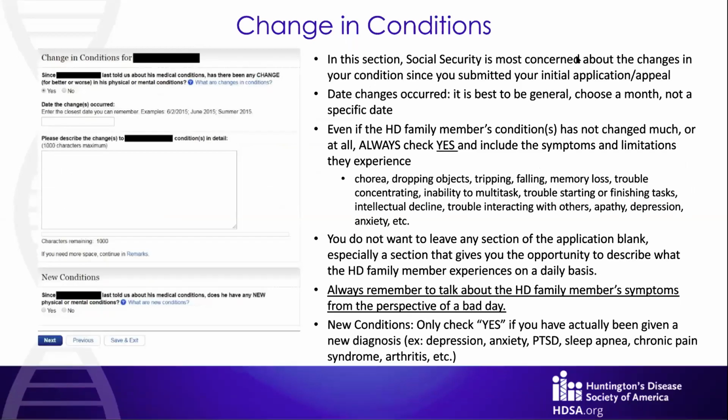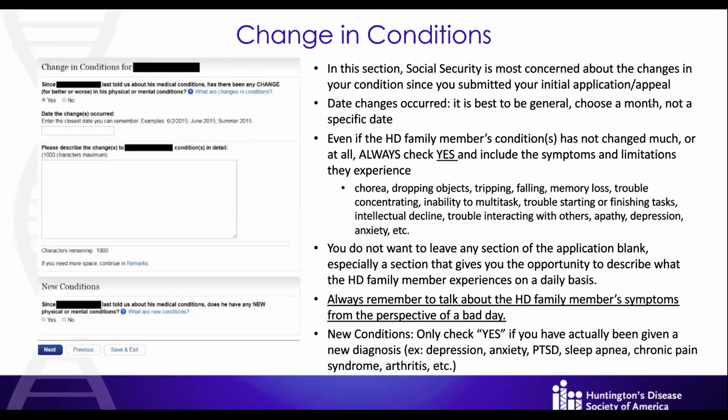Change in conditions. In this section, Social Security is most concerned about the changes in your condition since you submitted your initial application or appeal. They don't need to know the whole story of everything that's going on necessarily. They're really just looking to see what has taken place since you submitted your initial application or your last appeal.